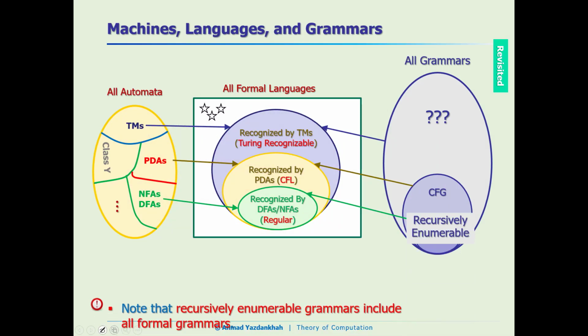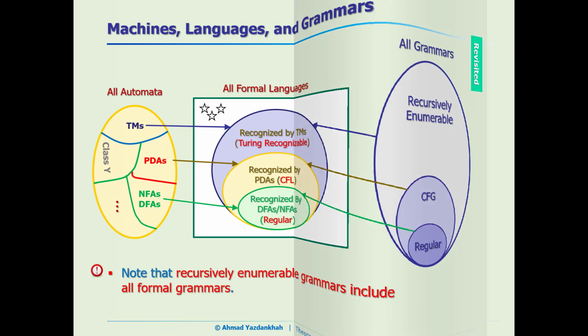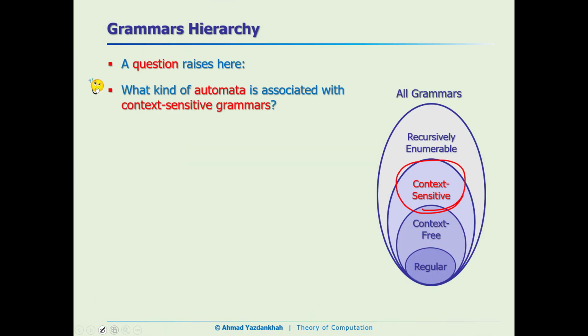Now we know that we have here recursively enumerable grammars. Yeah, I think something is missing here. We introduced two new types of grammars. One of them was recursively enumerable, one of them was context sensitive. What happened to that? What kind of machine is associated with context sensitive grammars?